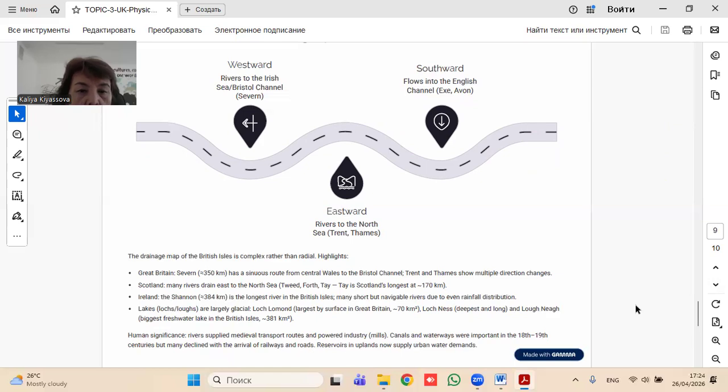Its territory is 381 square kilometers. Okay, and human significance: rivers supplied medieval transport routes and powered industry in mills, yes? Canals and waterways were important in the 18th and 19th centuries, but many declined with the arrival of railways and roads. Reservoirs in uplands now supply urban water demands.